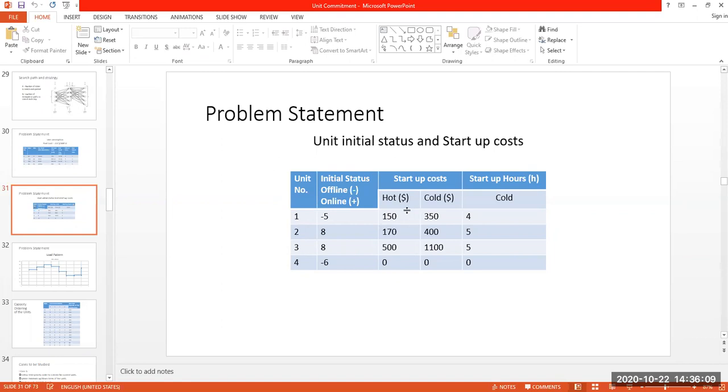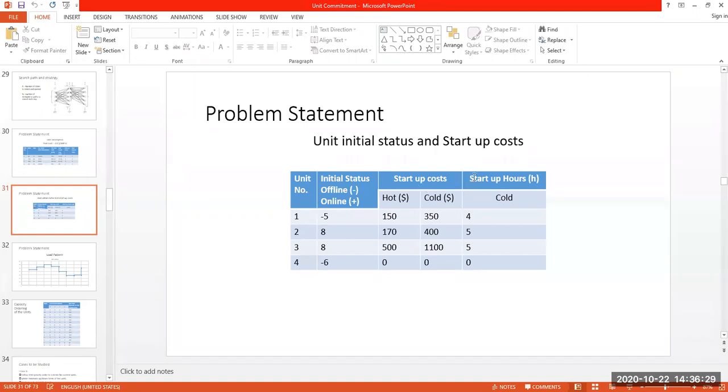Then we have 2 costs. One is the hot start cost, another one is the cold start cost. We will show how they help us in calculating the different values associated with unit commitment, or the costs associated with the unit commitment problem.